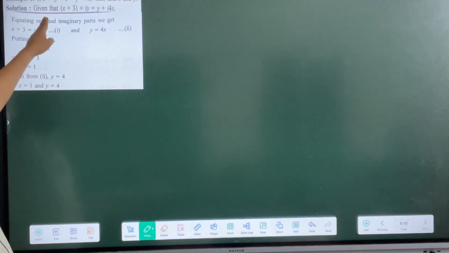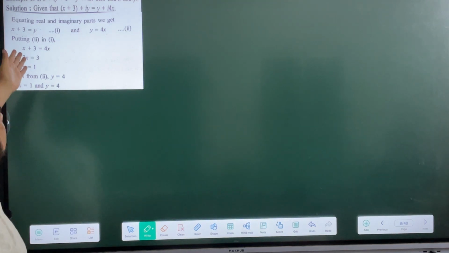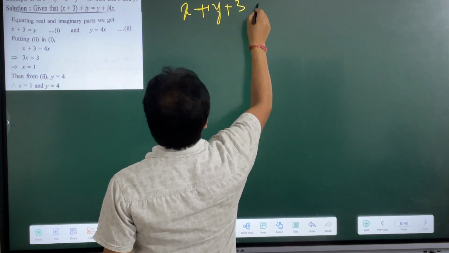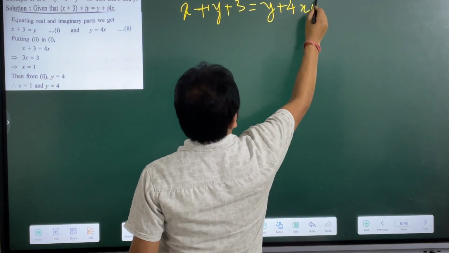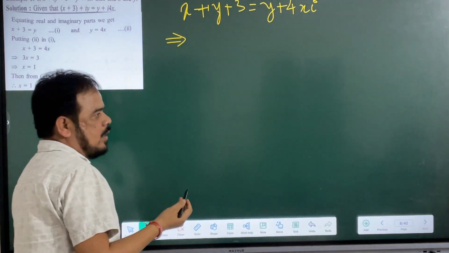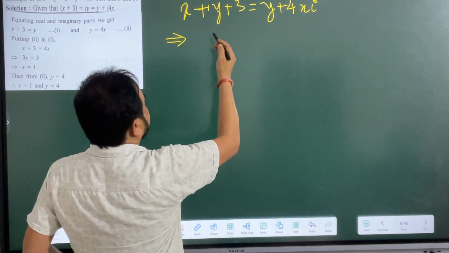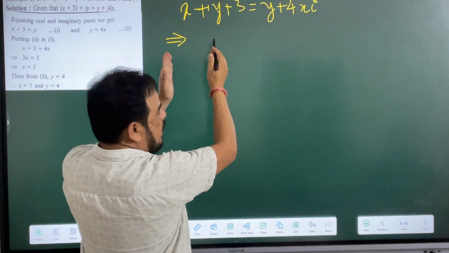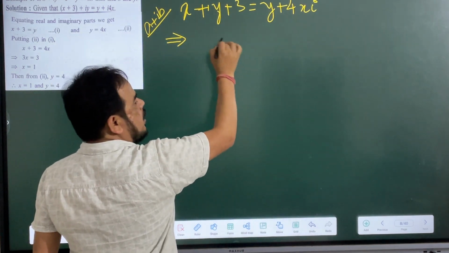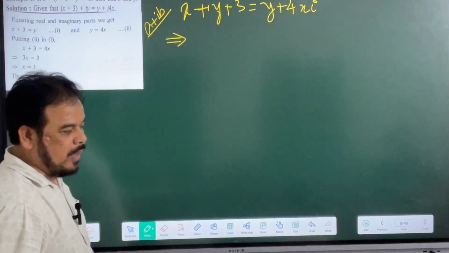Example number 1. If x plus iy plus 3 equals y plus 4xi, then find x and y. This one is done here, still I will show you once. X plus iy plus 3 equals y plus 4xi. Here an equal sign is there, so I hope you remember, the real part will be equal and the imaginary part will be equal. So let us identify the real part first. That means we have to make it a plus ib form, real part first, imaginary part second, on both sides. Then we can equate the real and imaginary parts.